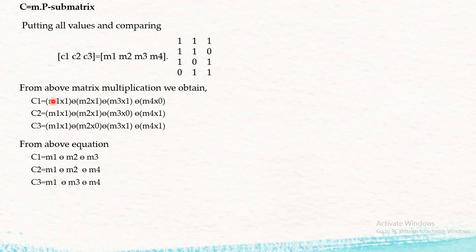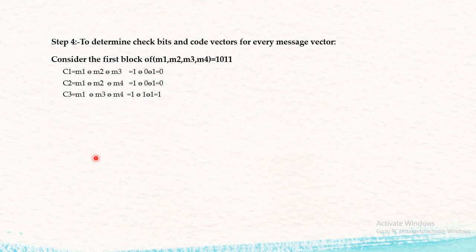So what is your C1? C1 is M1 where the values are high: M1 is high, M2 is high and M3 is high. So it comes out to be M1 XOR M2 XOR M3. In this way we find the equations for C1, C2 and C3. Once the equations are with us, we go for the actual building of the check bits.